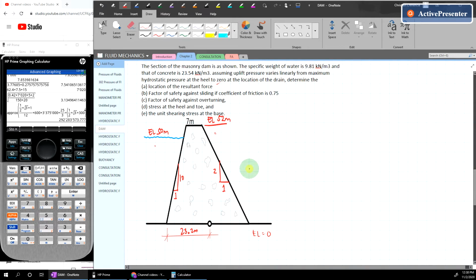Hello everyone, so in this problem we will determine the location of the resultant force, the factor of safety against sliding, the factor of safety against overturning, stresses at the heel and toe, and the unit shearing stress at the base.